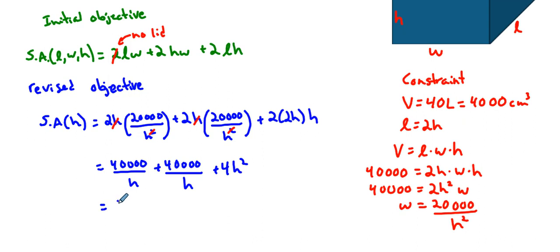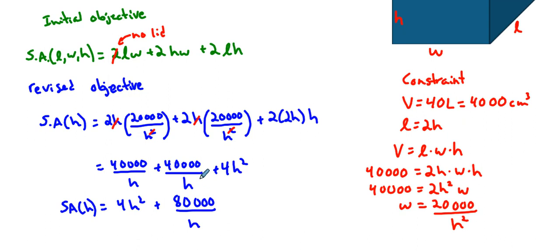And let's put the squared term first, as is typical, and then because these have common denominators already, we can add the numerators. We're going to get 80,000 over h. So this is our revised objective. It's a function of surface area, and its independent variable is the height. So this is what we'll enter into our graphing calculators.